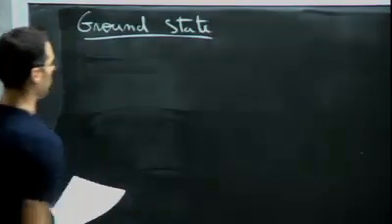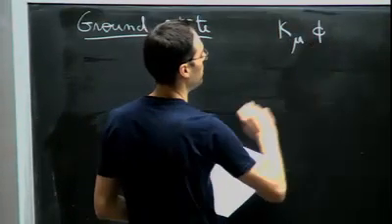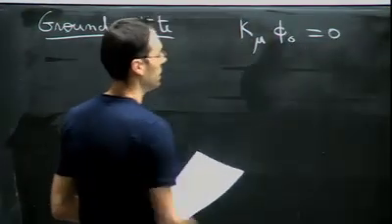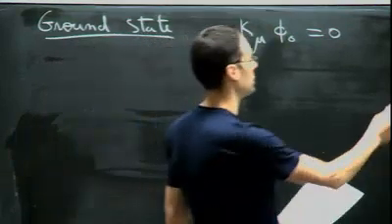Okay, so when I look at the ground state, the minimal energy state, this ground state should be annihilated by this K mu. Let me call it phi 0, but it should also be an eigenstate of the dilatation generator, of the Hamiltonian.